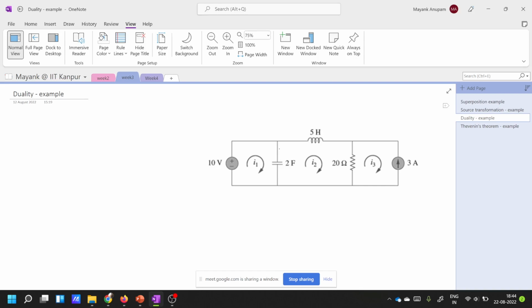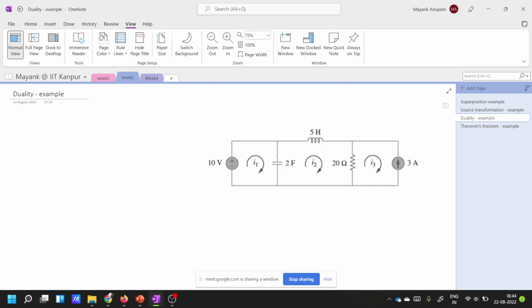Capacitor will be replaced with inductor, sir. Inductor with capacitor, resistance with conductance, voltage source with current source, current source with voltage source. Everything that you are saying is true. But the very first thing you should do is find out where you will connect all these things you just mentioned. That is true that a capacitor has to be replaced with an inductor, an inductor with a capacitor, a resistor with a conductance, and all the things you said are true.